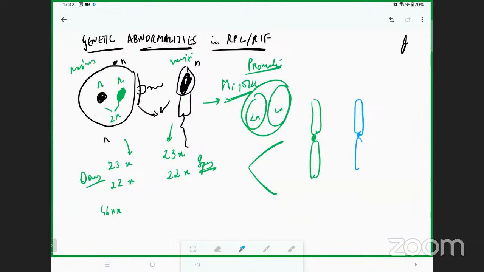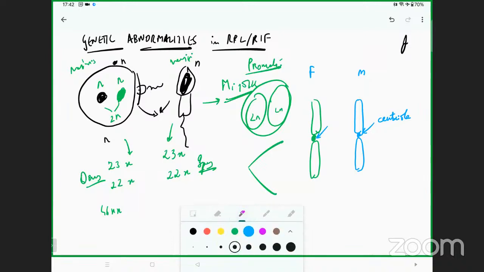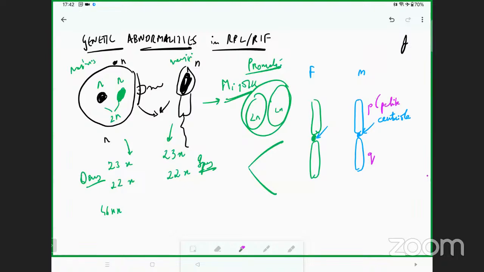Now you see that the arms are equal in length. Actually, it is not like that. In all the chromosomes which you see, one arm is going to be the short arm and one arm is going to be the long arm. Why am I calling the short arm P? It is a French word. It's called petite. Petite means short.